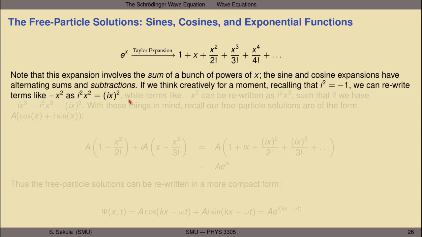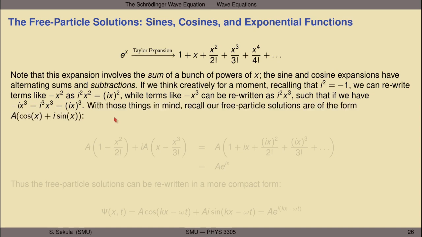Now, in the sine expansion, we have odd-numbered powers of x, like negative x cubed, for instance, and that could be rewritten as i squared x cubed, but that's not very satisfying. We have different powers of i and x in this. But let's keep in mind that if we have a term that looks instead like negative i x cubed, that can be rewritten, and you can practice this for yourself, as i cubed x cubed, which is just (ix) all cubed.